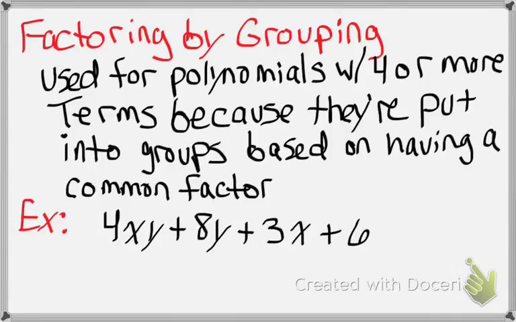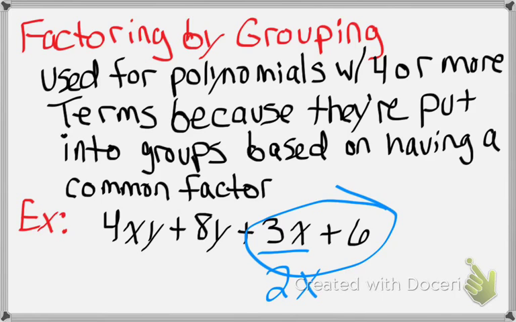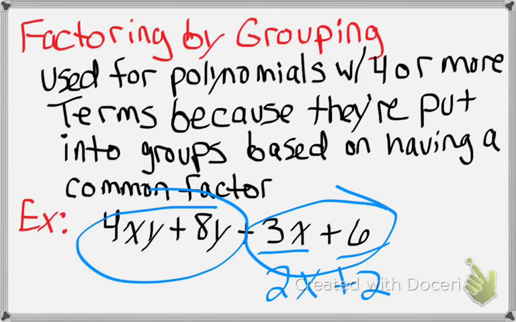So at a quick glance, 8y and 3x have nothing in common. However, 3x and 6, sometimes they'll be next to each other, sometimes they won't be. 3x and 6, they both have a 3 in common. 3 goes into this because you could get 2x. 3 goes into this because you could get 2. So they do have something in common. And if you look at 4xy and 8y, they also have something in common. Granted, remember, they won't always be next to each other, but we want to put them in groups of 2 usually.